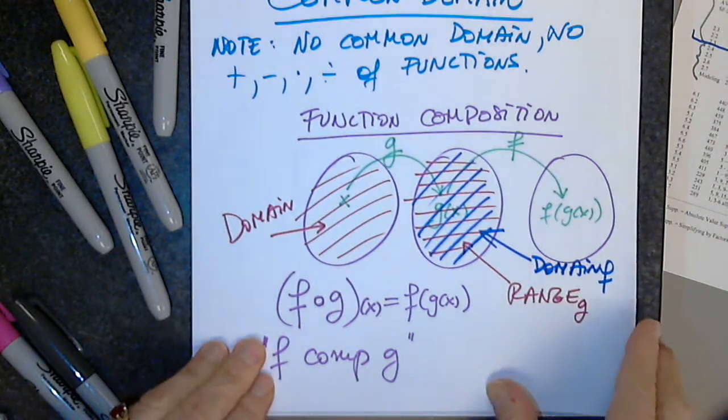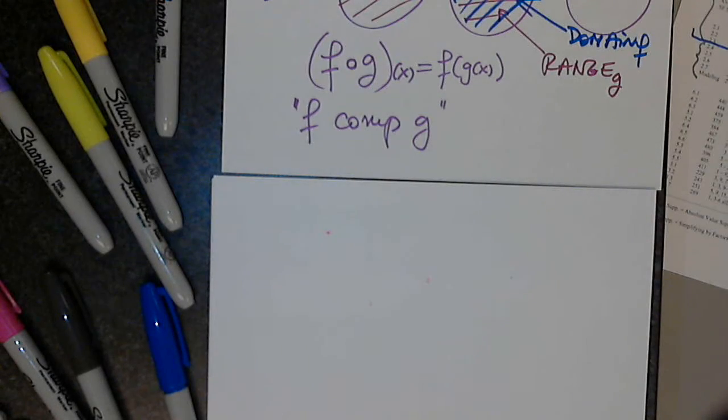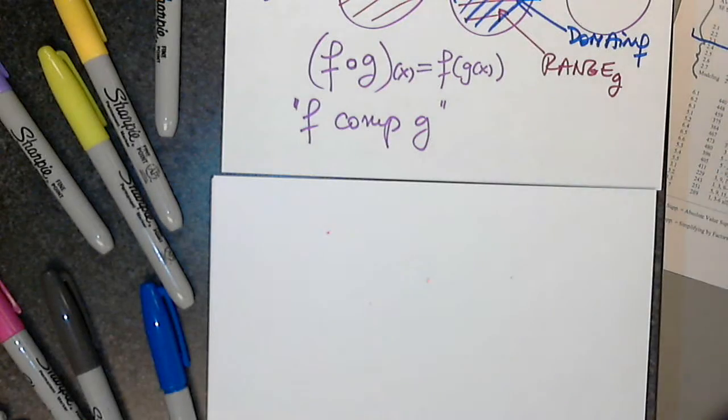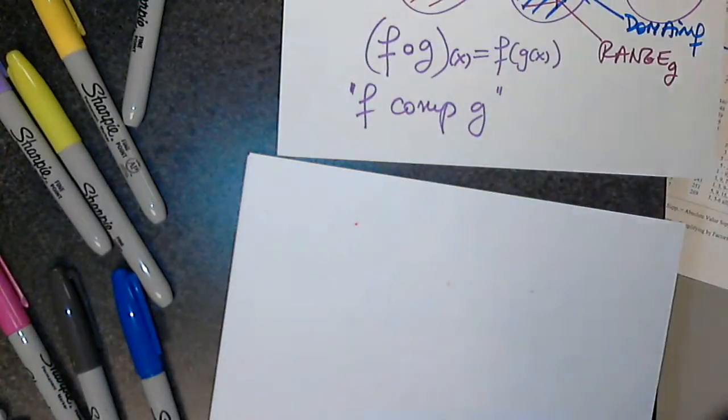Okay, so let's look at an example of algebra of functions, function composition. On page 197, I would like to start with, let's say 26. No, I want to start with a graph. So 26 is giving us a function. So I want to choose from here.